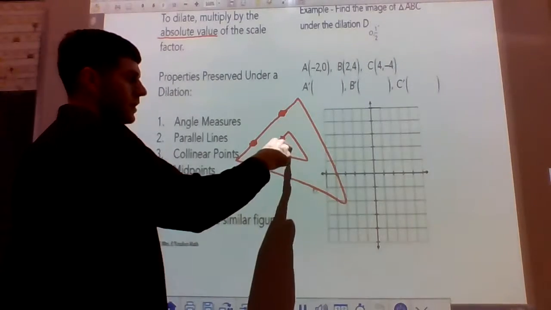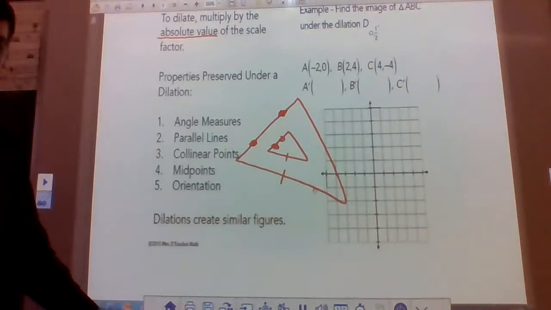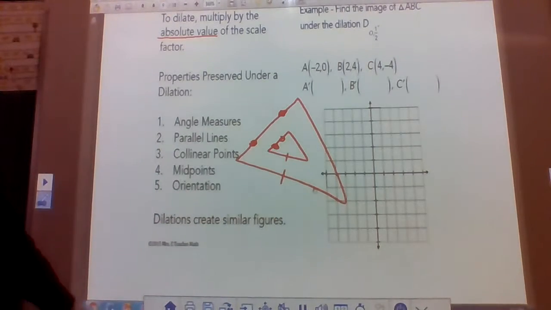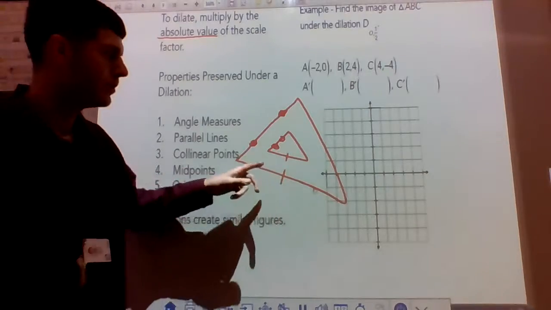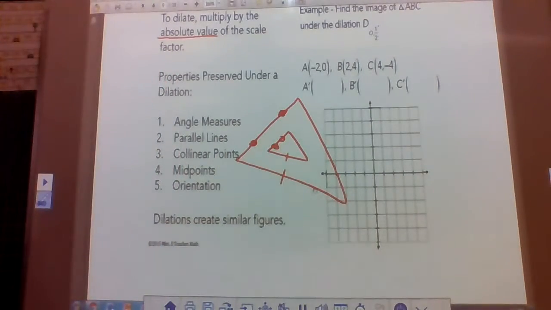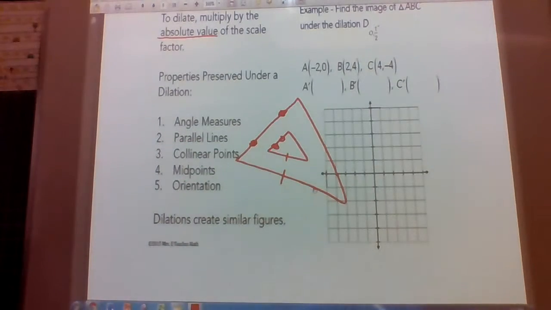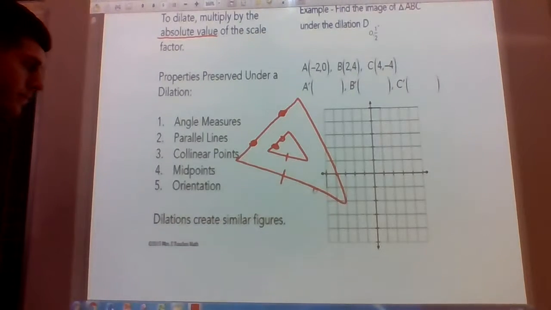Midpoints, if this had a midpoint, we expand outward, still going to have the same midpoint there. The midpoint will expand out to still be the midpoint, the endpoints will expand out to be the endpoints. And the orientation is going to be in the same direction, facing the same way.